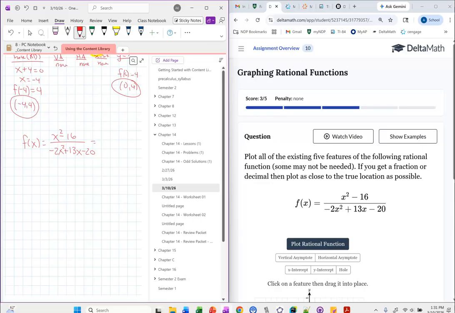Okay, so I want to start by factoring numerator and denominator. The numerator should be easy. x squared minus 16 factors to (x plus 4)(x minus 4). Okay.